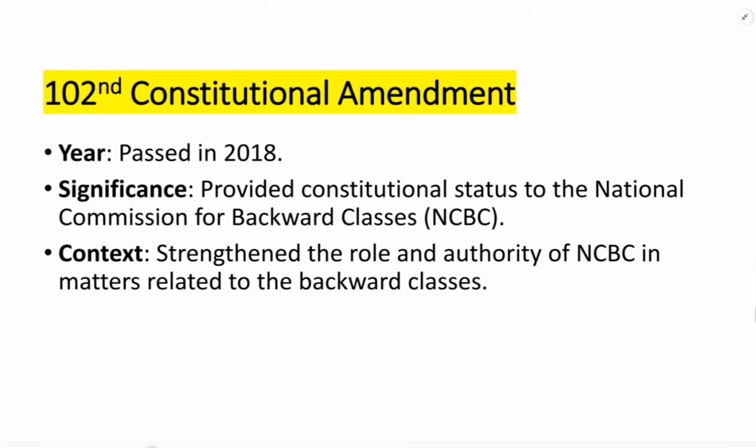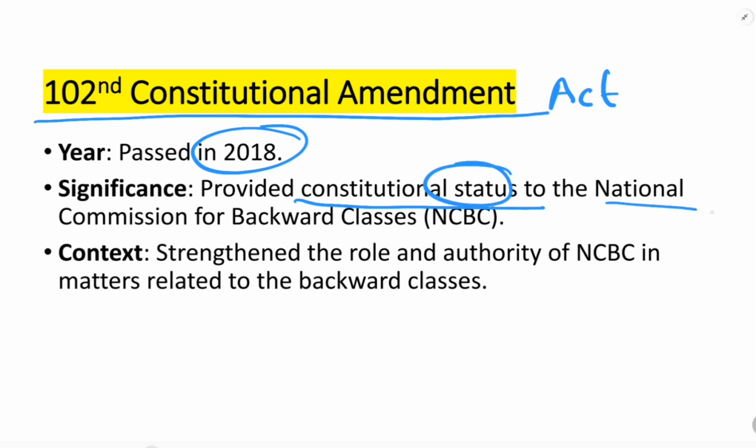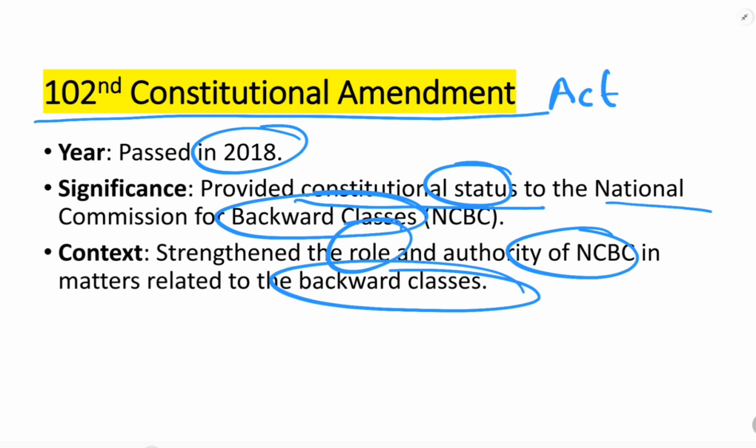Okay. Next we'll see the 102nd Constitutional Amendment Act. It was passed in 2018. This Constitutional Amendment Act provided the constitutional status to the National Commission for Backward Classes. It strengthened the role and authority of the National Commission for Backward Classes in matters related to the backward classes. Remember, the 102nd Constitutional Amendment Act is related to the backward classes, that is, constitutional status has been given to the National Commission for Backward Classes.